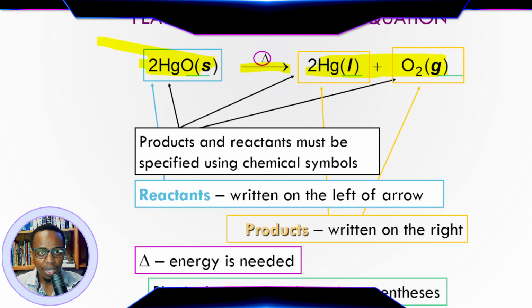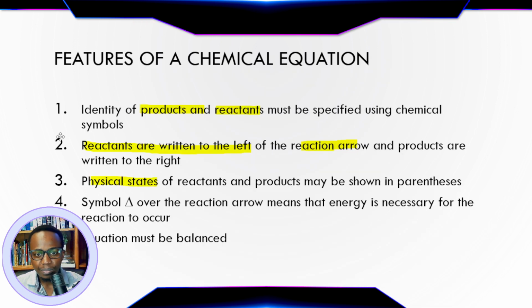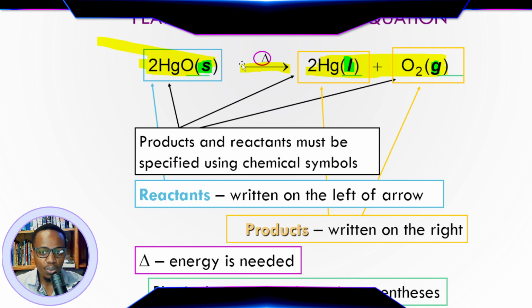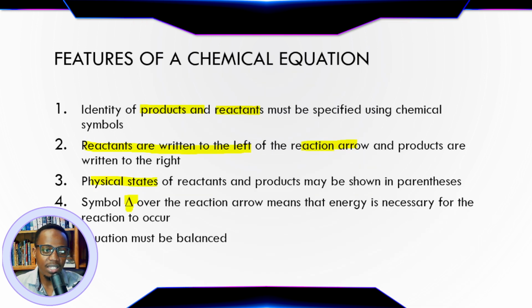So, for example, here we put this in parentheses and it's solid, this is liquid, this is gas, right? Those are physical states. Sometimes you will also see a delta symbol. It shows you that energy is required. Energy is being used in the reaction, right? Or sometimes if it's at the end, energy is released, right?